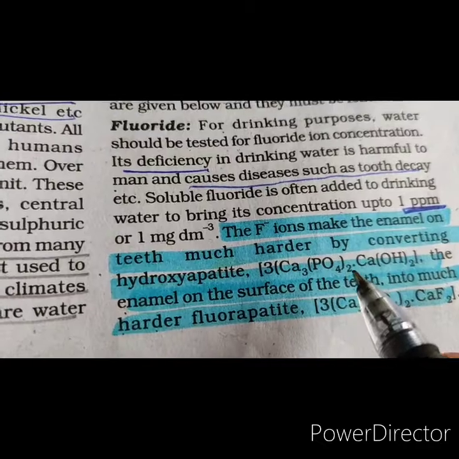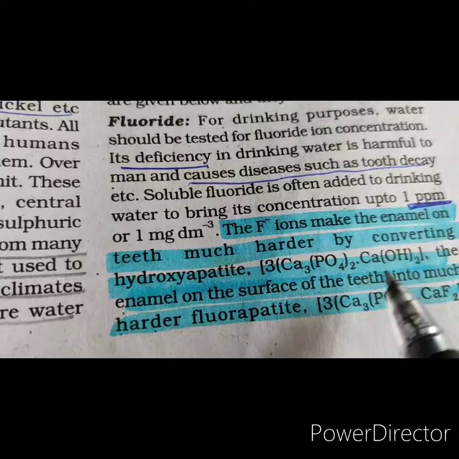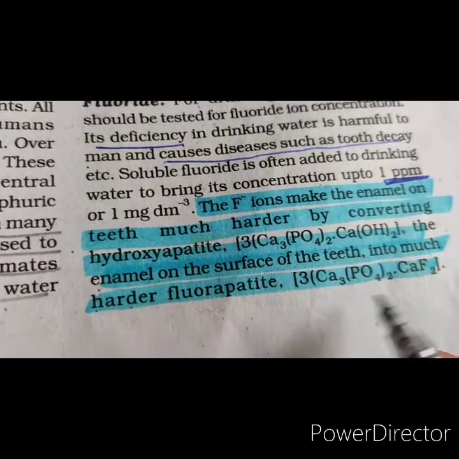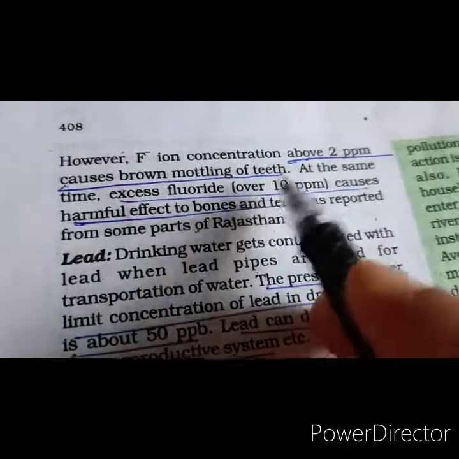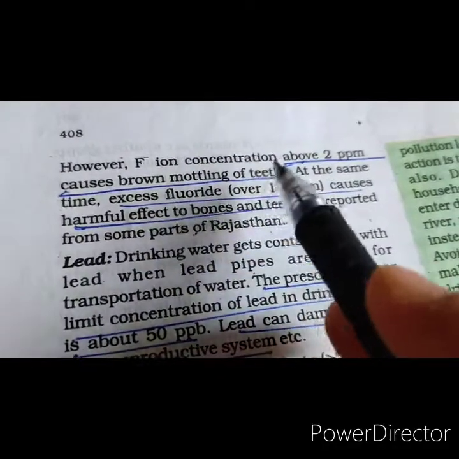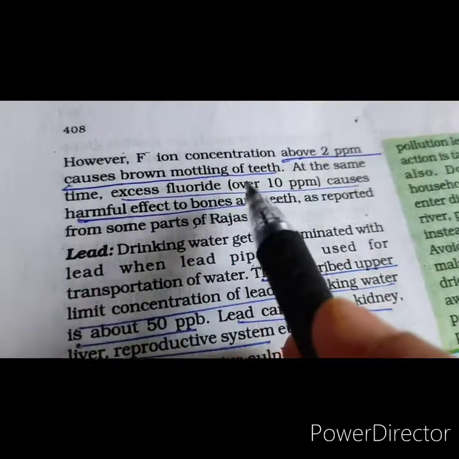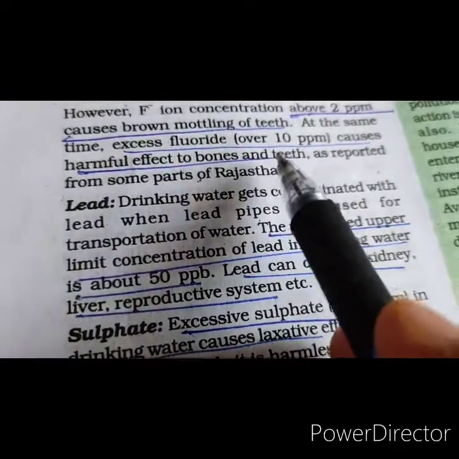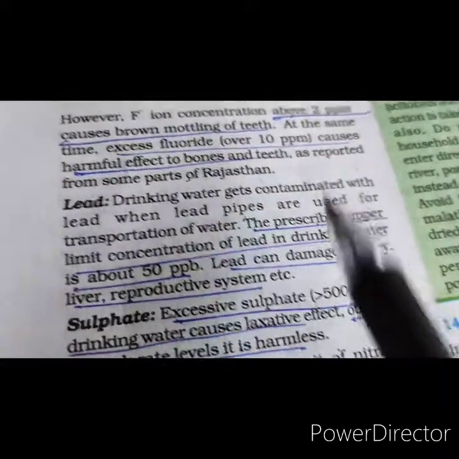Just see the formulas of hydroxyapatite. This hydroxyapatite is the enamel on the surface of the teeth, and it is hardened by the fluoride ions. So we can see the formula here. This is generally asked in competitive exams. Then we come to the fact that if the fluoride ion concentration is above 2 parts per million, then it can cause mottling of the teeth. At the same time, excess fluoride, that is over 10 parts per million, causes harmful effects to bones and teeth.